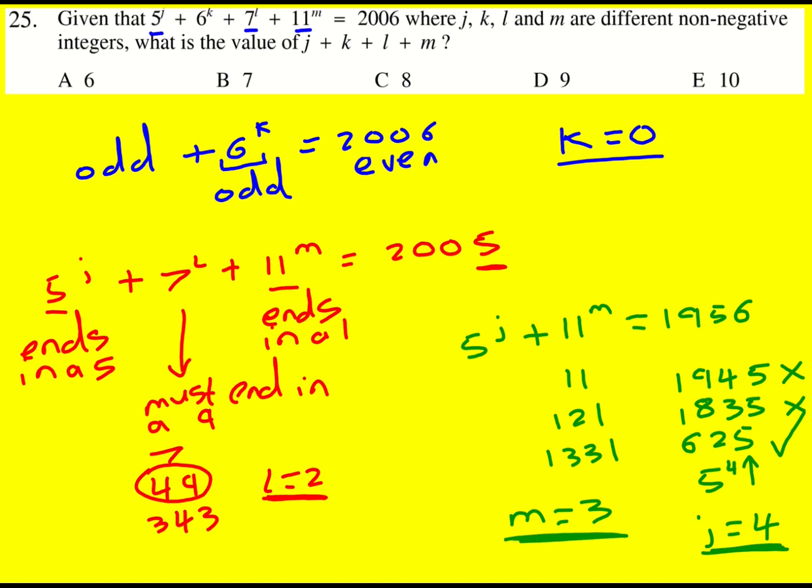So add these up. We've got 0 plus 2 plus 3 plus 4. That's going to give us a total of 9. Well done.